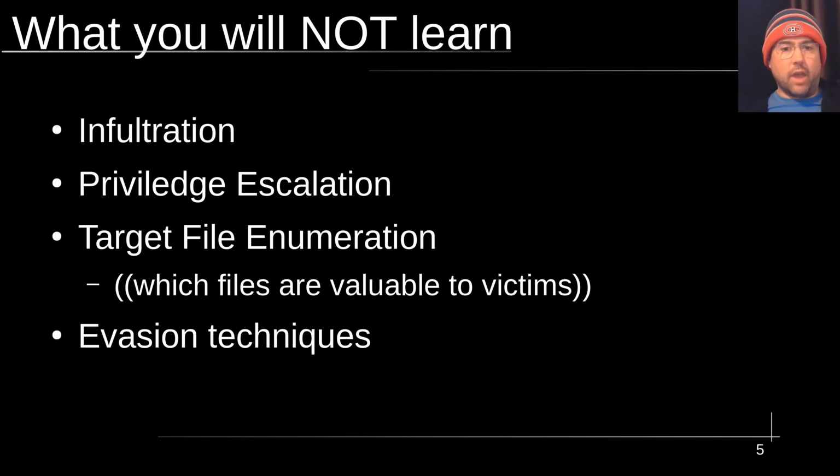What I mean by target file enumeration is which files are valuable to the victims, because you're just encrypting a bunch of useless stuff. No one's going to pay you for that. Pretending like we're evil here, you have to find what files are actually valuable to the people you're targeting, and those are the ones that they'll pay for.